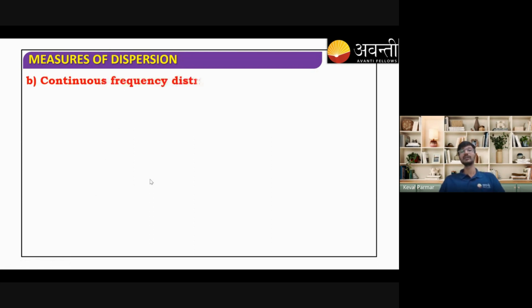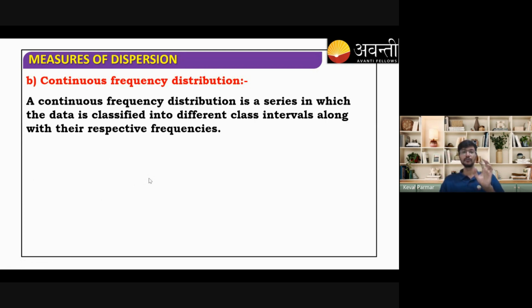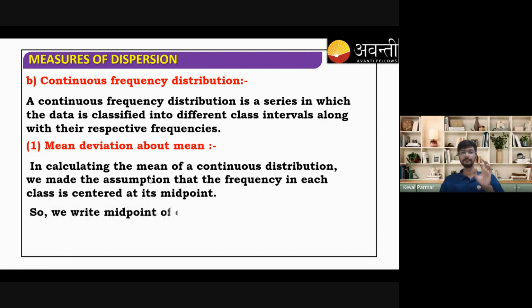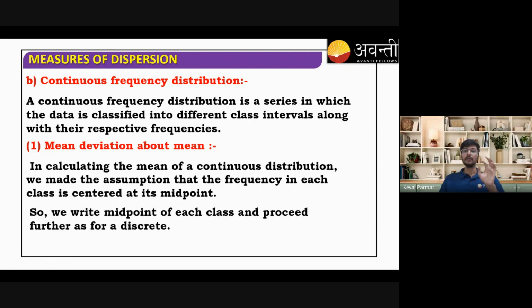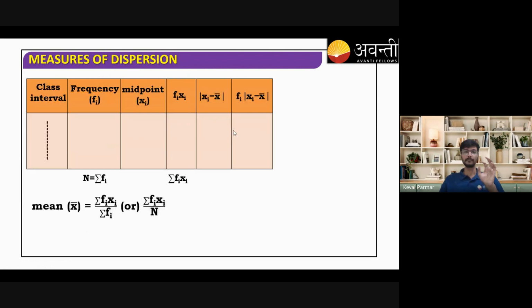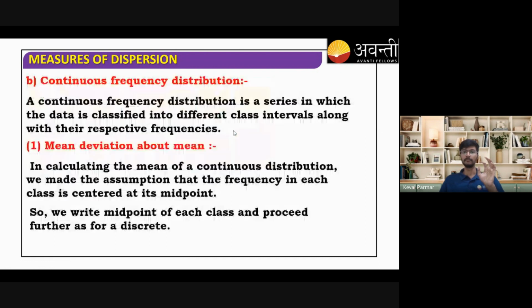Now, continuous frequency distribution. In continuous frequency distribution, the data is in groups. So let's see how to calculate the mean deviation about mean. First, before the example, let me explain it in theory. Don't try to read it again, it's just the theoretical part. First, listen to what I'm saying.